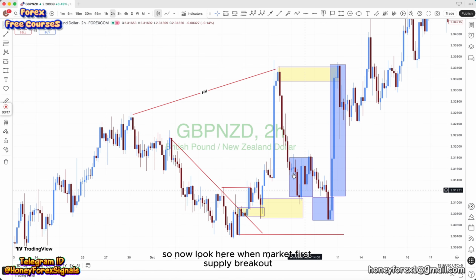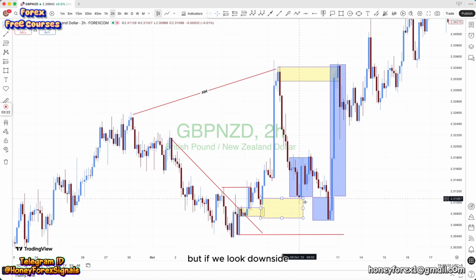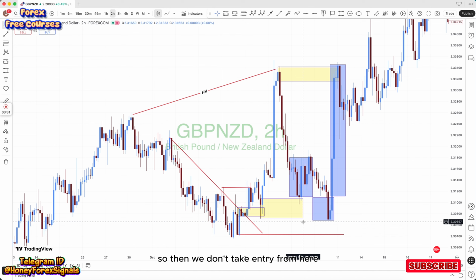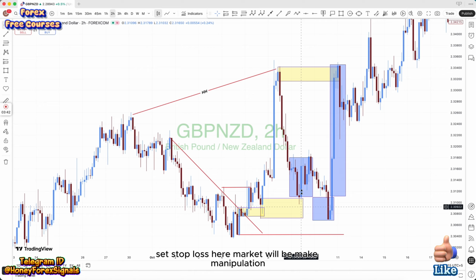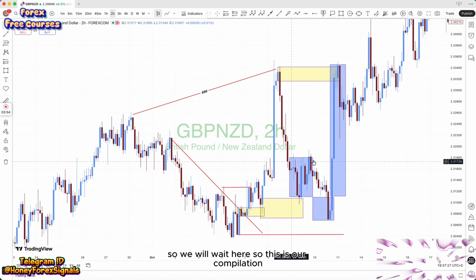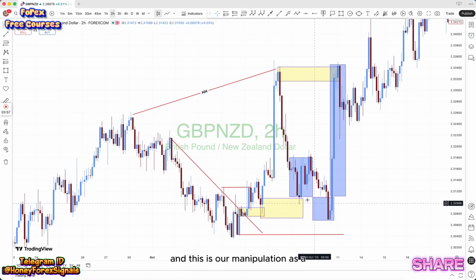So now look here, when the market breaks the first supply. But if we look downside, we have 50 pips, 70 pips downside. So then we don't take entry from here, and our stop loss will not survive, because if we set the stop loss here, the market will make manipulation, the stop loss will hit, and then it goes up. So we will wait here. This is our accumulation, and this is our manipulation.